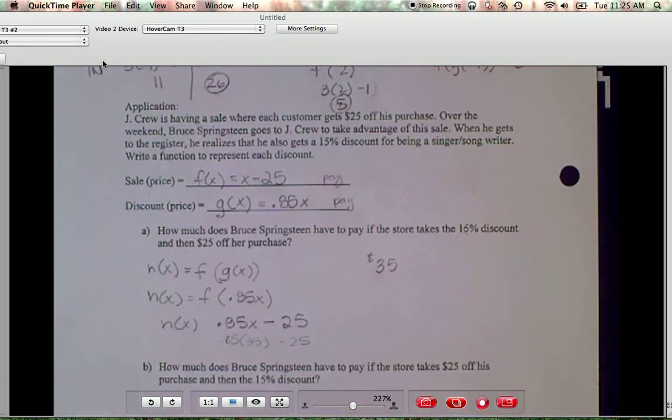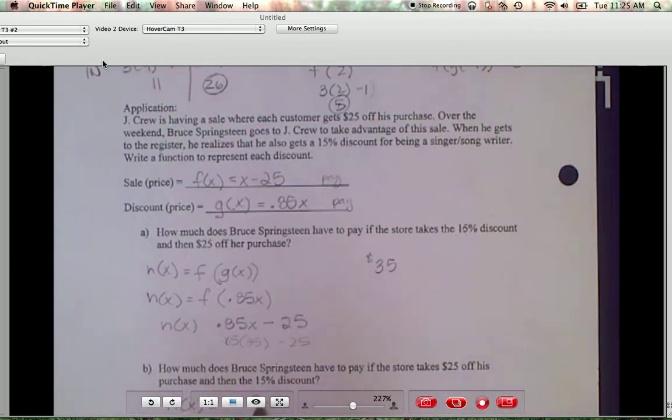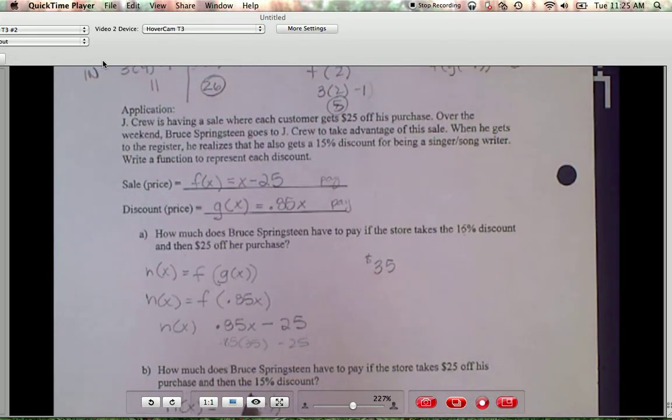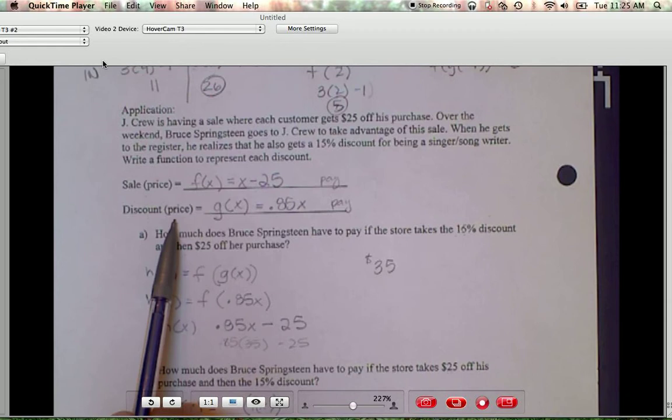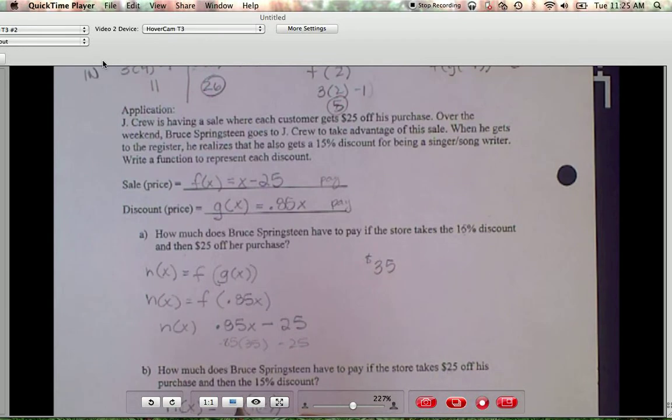Okay, but it's actually different depending on what stores you go to. Sometimes they take off your coupon first and then your discount second, and sometimes it's vice versa. So how much does he pay if the store takes the $25 off first and then a 15% discount? So in this case, the h function, or the composite function, means the $25 is going off first. So the f function is going to be on the inside because that's what's happening first. And then the g function, in this case the 15% off comes second, so that is on the outside.